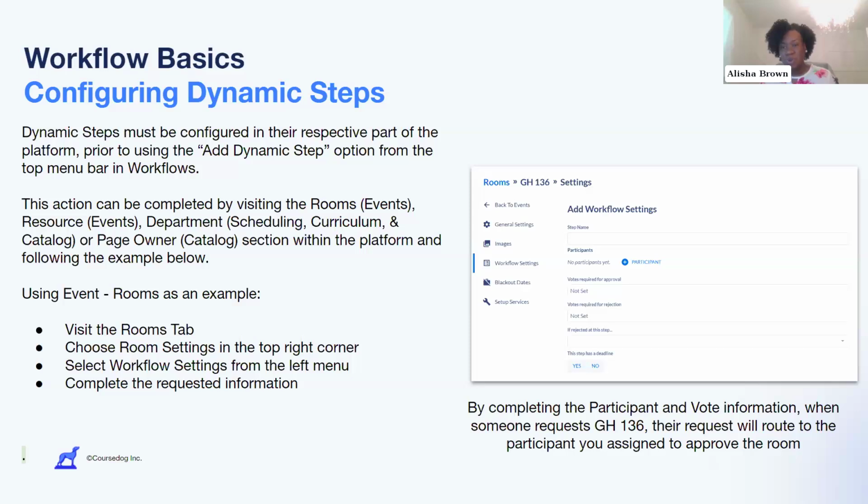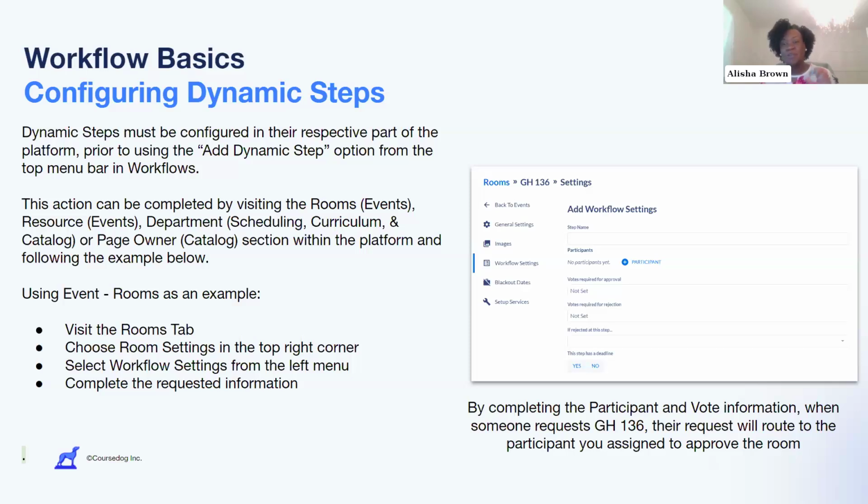And so just as you would with any of the steps that Brian just showed you and what we discussed earlier, you're going to complete the requested information. So include the step name, include the participants, add the number of votes you would need, just like you would in a regular workflow step. Once this is completed, any requests that are for the example room that are here, which is GH 136, it will route to whoever you've listed as a participant. And of course, if it's then appropriate to add the dynamic step to your workflow.